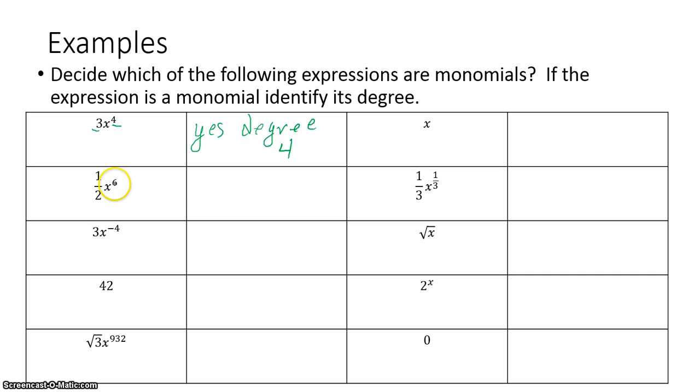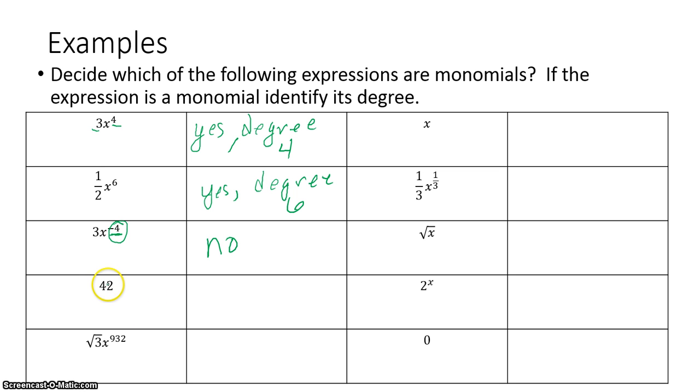Again, this one pretty clearly is going to be a monomial. 1/2 is again a real number and 6 is a non-negative integer. So yes, degree of 6. How about 3 times x to the minus 4th power? Well, what I've said a couple times already is we need this exponent here to be non-negative. So if we start seeing negative exponents, we're going to know that that's not a monomial. So no, not a monomial.